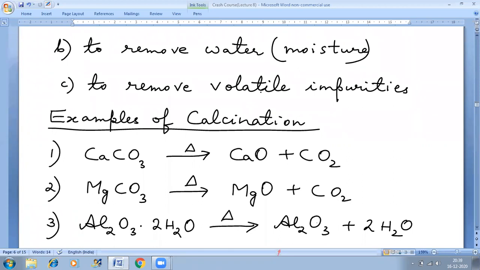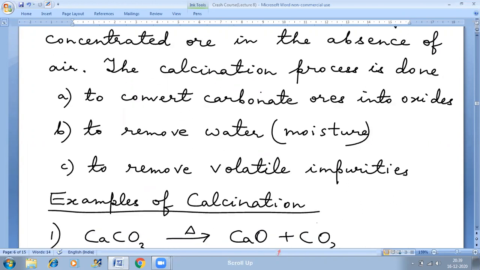So that goes out because we don't want any volatile impurity. We just want the oxide of the metal. That is why you see I wrote A, B, C, three purposes. These are the three intentions or the three purposes of carrying out calcination.